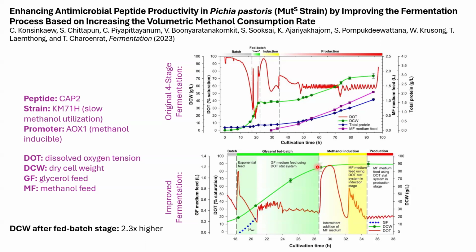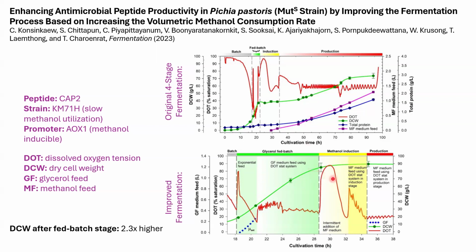For the induction phase of the original method, after the DO level decreased, which indicated depletion of the glycerol, the methanol feed was triggered. However, during this original method, a slow induction time and slow response of the DO level was observed. And during the production phase, the DO set point was set pretty high at around 60%, limiting the amount of methanol that was fed, and low methanol consumption rates were observed.